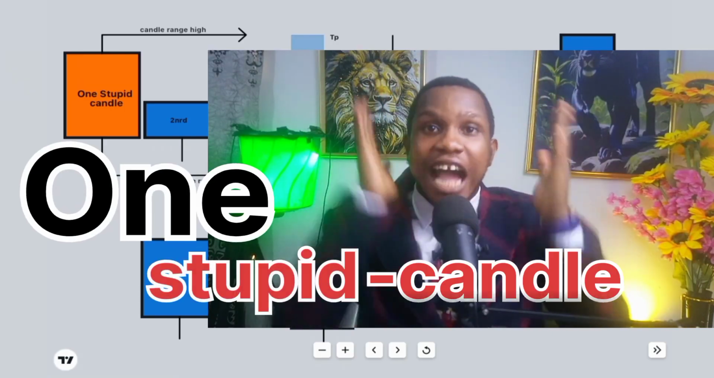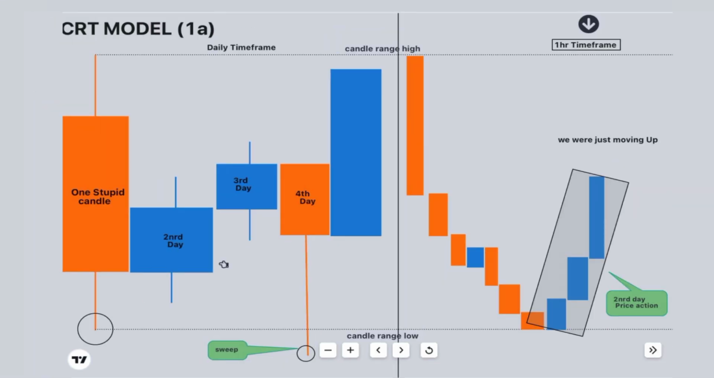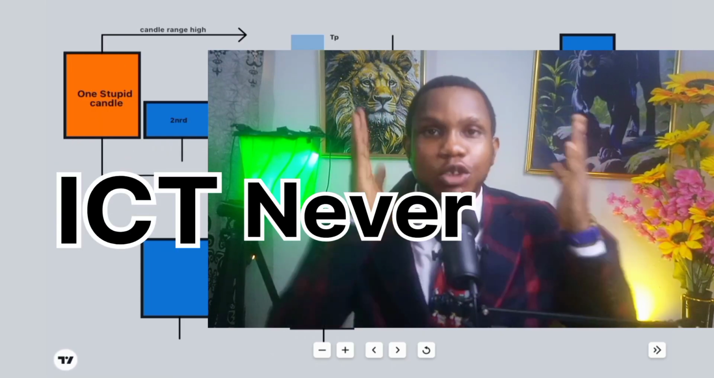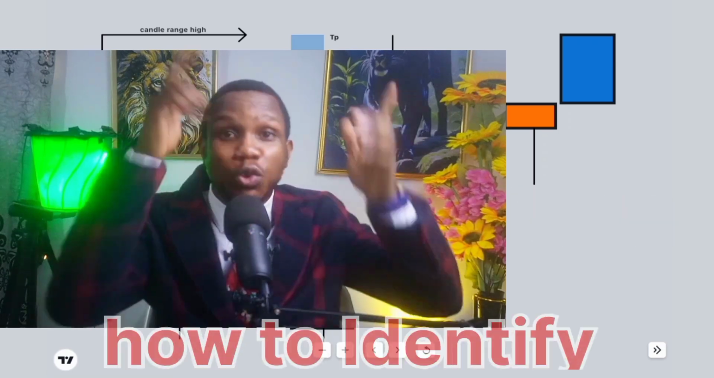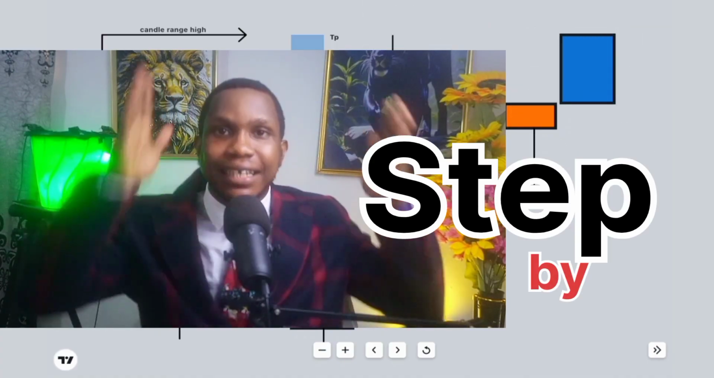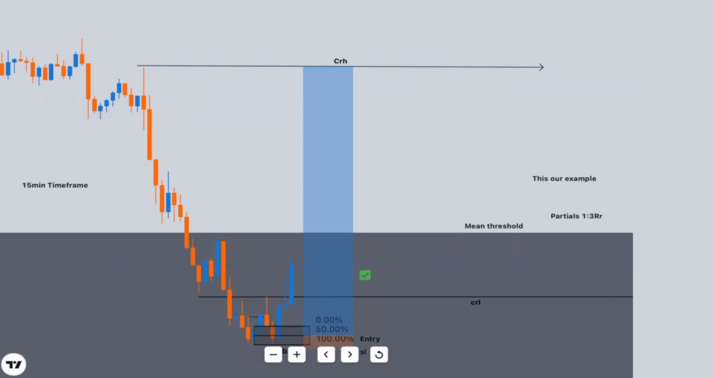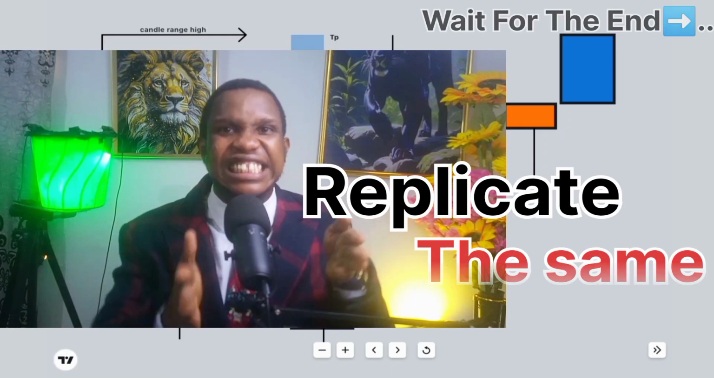One stupid candle is what you need to turn years of losses into wins. Today, you will learn the CRT trick ICT never talks about. We show you how to identify and mark the monster candle step by step, and show you a 6-hour trade I took with it so you can replicate the same results.